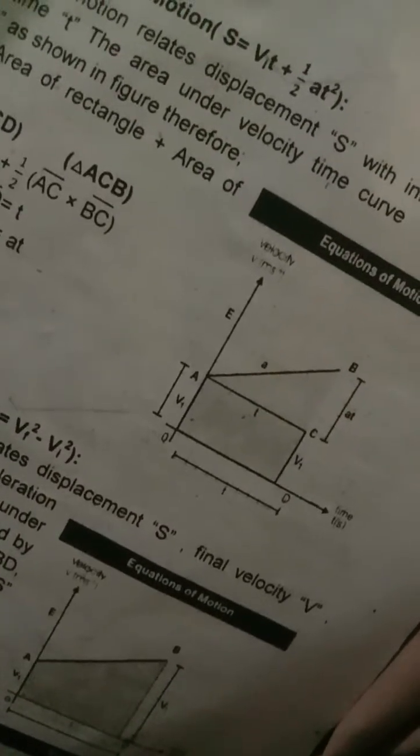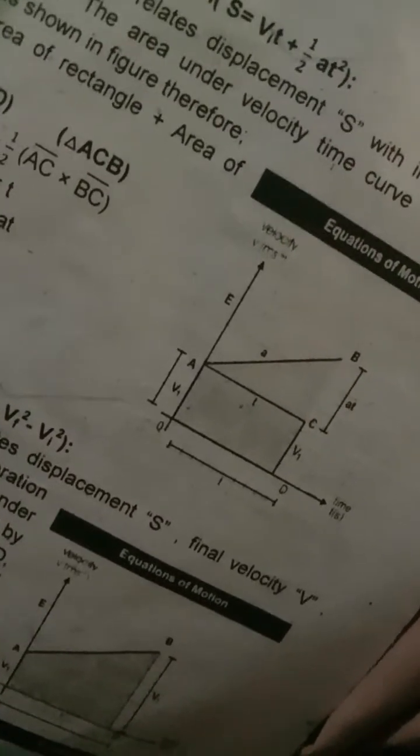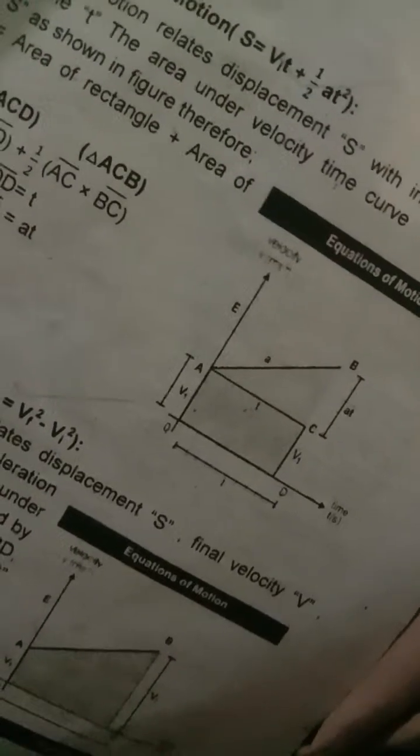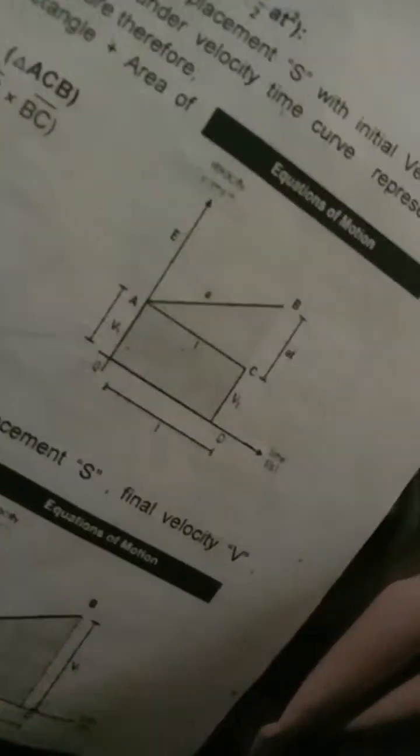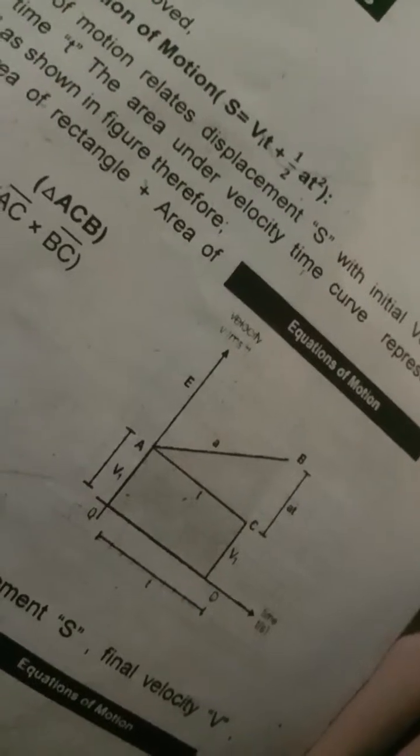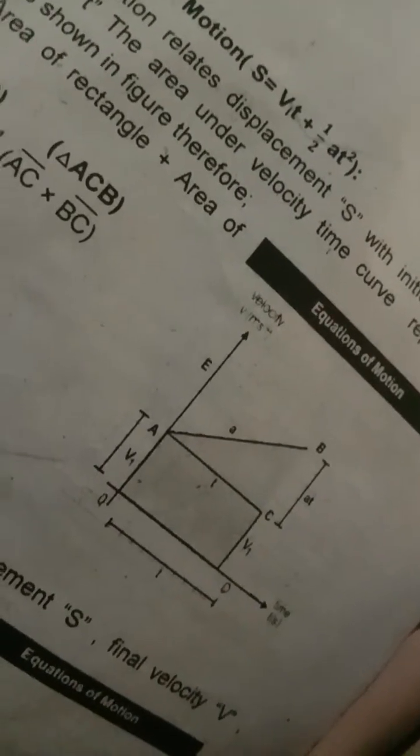Displacement, as shown in the figure, is equal to the area of a rectangle plus the area of a triangle. The second equation of motion relates displacement s with the initial velocity.